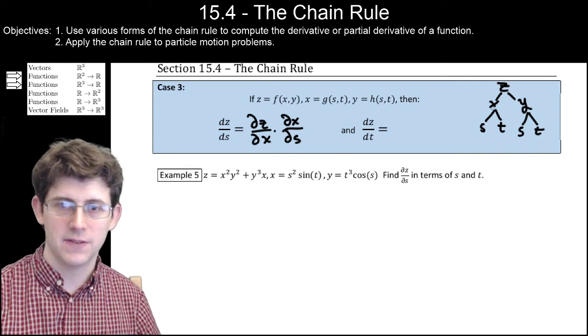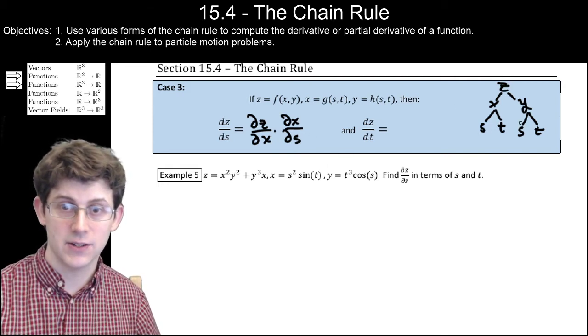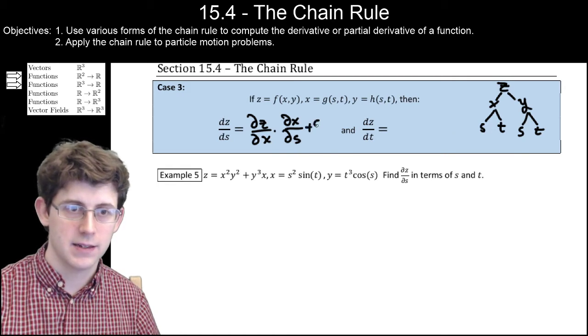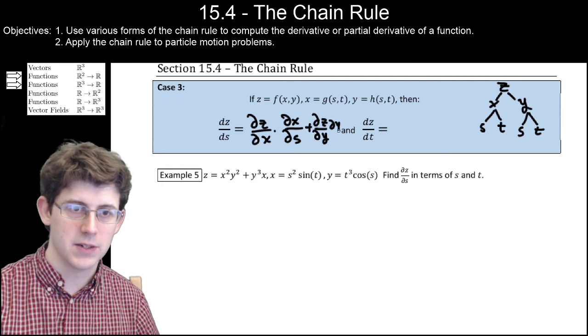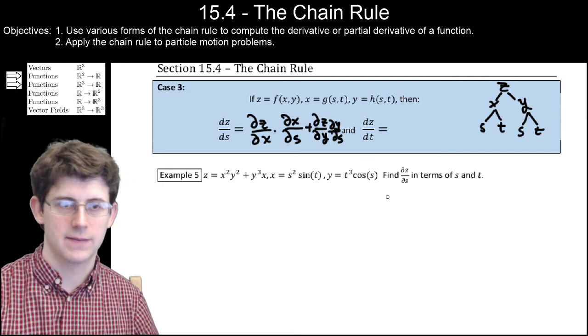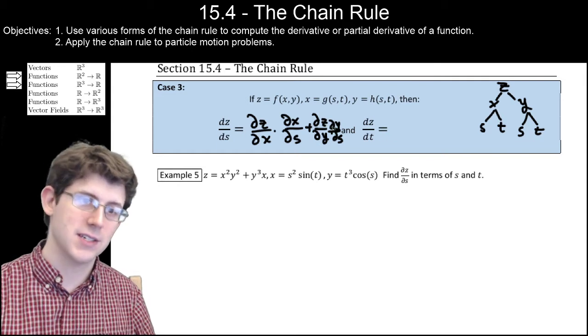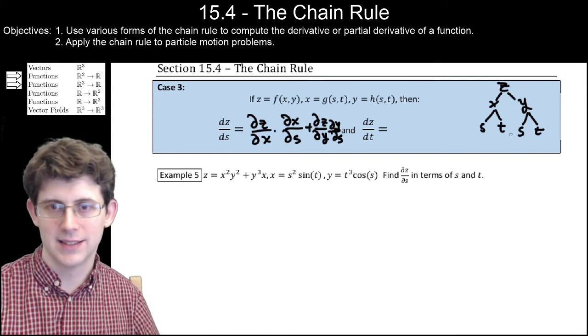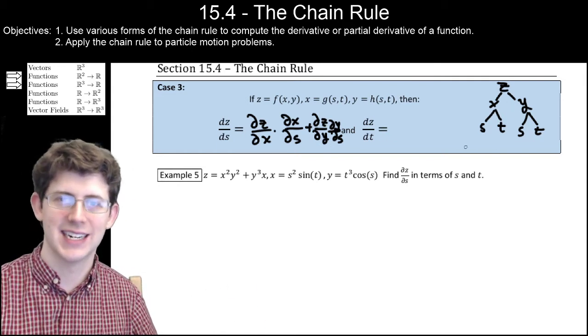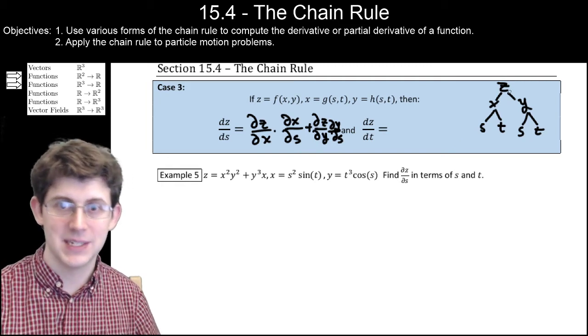That's the first path from z to s. The other path from z to s goes through y. So that one is partial z, partial y, partial y, partial s. Looks the same as what we had before, except there's more partials and fewer d's because everything was branching here. Similarly, there's two ways from z to t.